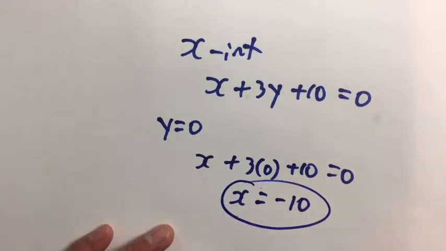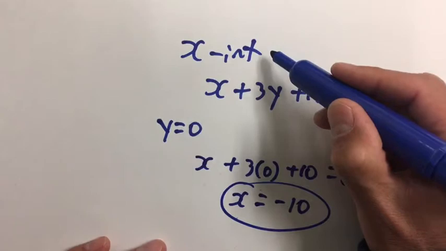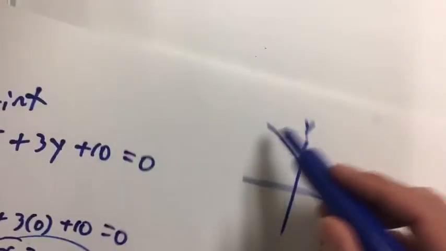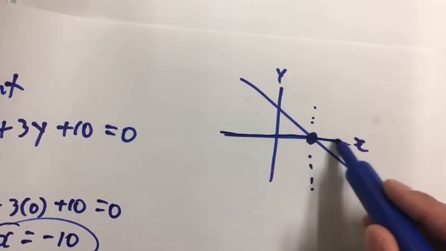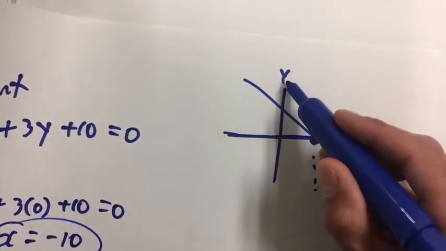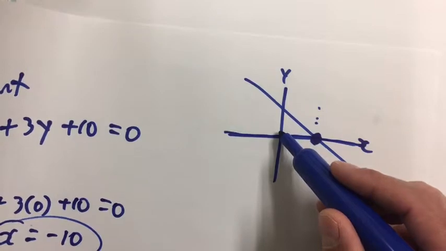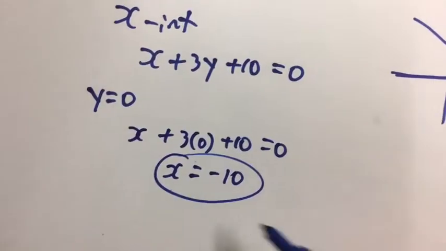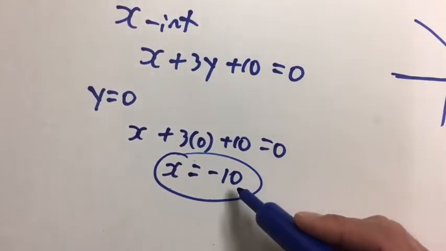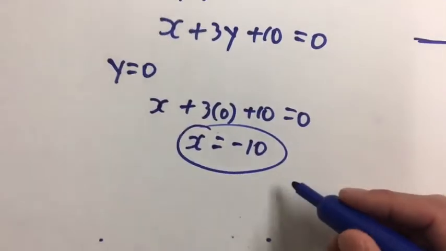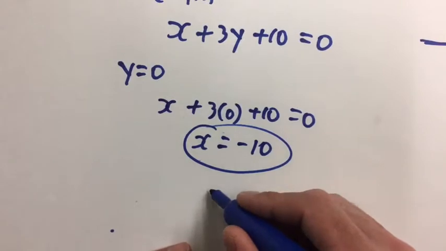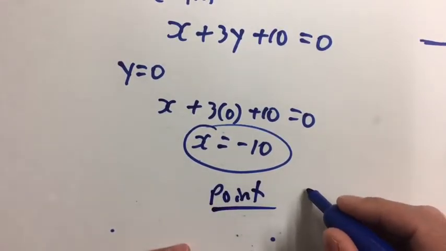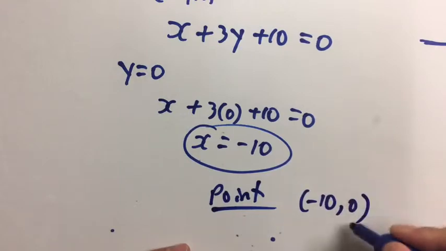That's my x-intercept. Again, how do you find the x-intercept? You make y equal to 0. Why does that work? Because to be on that x-axis line, the y value, your height, has to be 0. If it wasn't, you'd be above, or if it was negative, you'd be below it. So my x-intercept is negative 10. Now, if my x-intercept is negative 10, that means that I have the point negative 10, comma, 0.